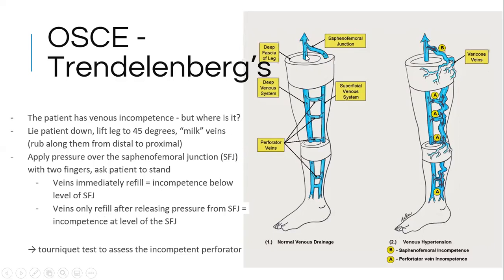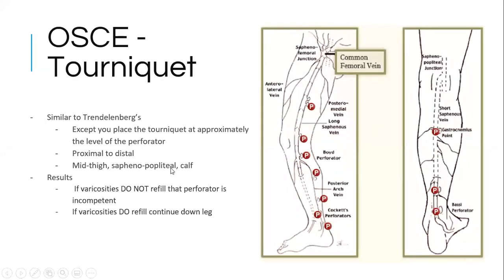So once you've figured out whether it's here or below, you then need to do the tourniquet test to figure out where the actual incompetence is. So where in this system is the incompetent perforator. The tourniquet test is basically the same as Trendelenburg's, except you move the tourniquet lower. These little bits marked with P are roughly where the perforator veins are. I couldn't tell you myself exactly where each perforator vein was, but you start at the top, you milk the leg, you put the tourniquet on, you stand them up.